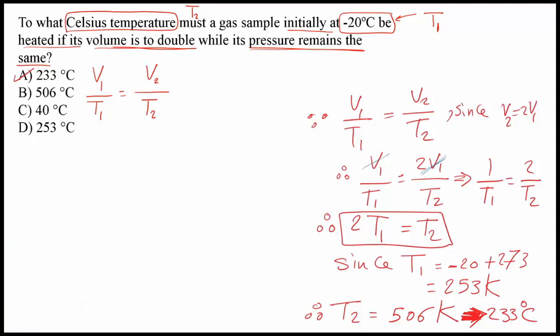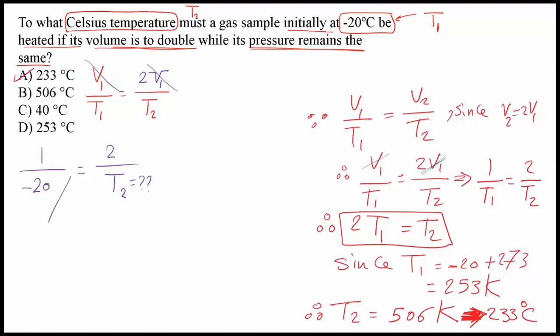So here he says, what is the second temperature? If I start at negative 20 degrees Celsius and I need the volume to double. Volume to double means what? The second volume equals double the first volume, 2 times V1. So I can cancel this V1 with this V1. The relation becomes 1 over T1 equals 2 over T2. What is the temperature T2 if the temperature T1 is negative 20 degrees Celsius? So I will write here negative 20.